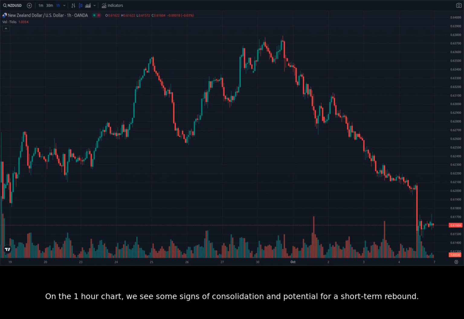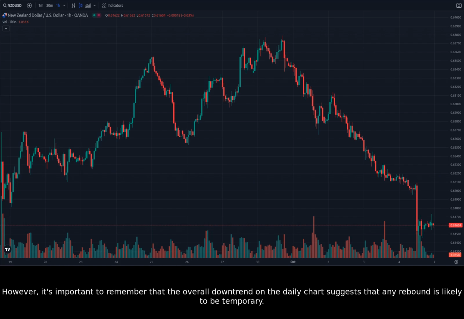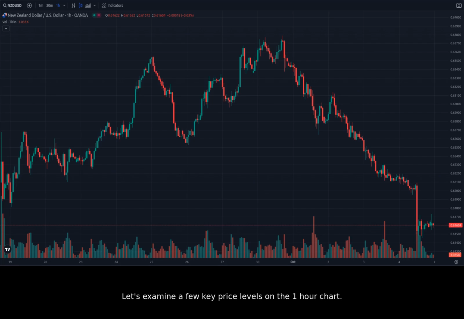On the 1-hour chart, we see some signs of consolidation and potential for a short-term rebound. The price has been trading within a narrow range between 0.615 and 0.618 for the past few hours. This consolidation could be a sign that buyers are stepping in and trying to push the price higher. However, it's important to remember that the overall downtrend on the daily chart suggests that any rebound is likely to be temporary. Let's examine a few key price levels on the 1-hour chart.